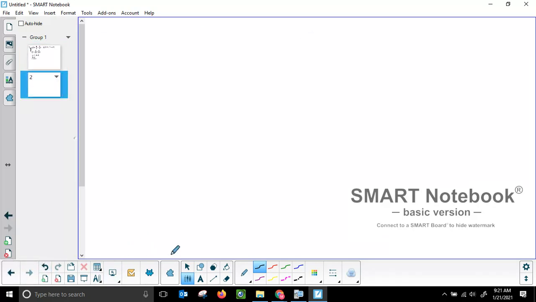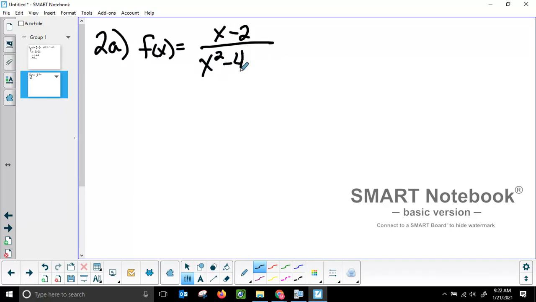Right, number 2 says to find the domain of each function. And 2a, our function is x minus 2 over x squared minus 4x minus 5. All right, well, there's only two things that really can restrict our domain at this point. That is zeros in the denominator and negatives under square roots. So those are the two things that we want to look for in each function.